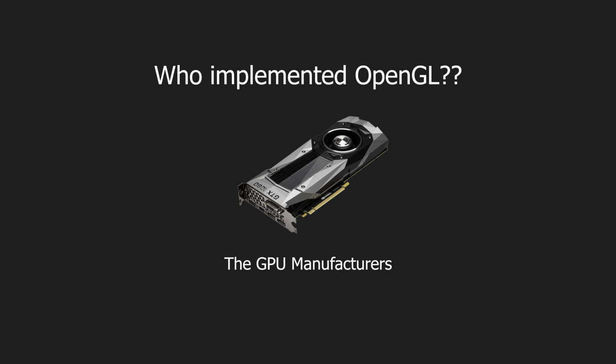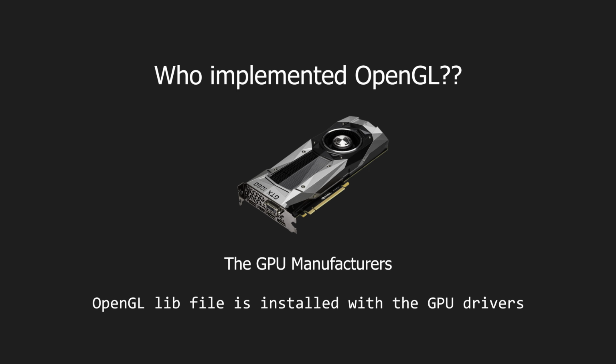Now, the OpenGL library, the lib file, comes with the drivers that you download for the GPU. So you don't actually have to download OpenGL from anywhere. Also, in 99% of the cases, the OpenGL code will be written by NVIDIA, AMD, or Intel. And the code for all of these manufacturers will be different and will also possibly be different on different GPUs.